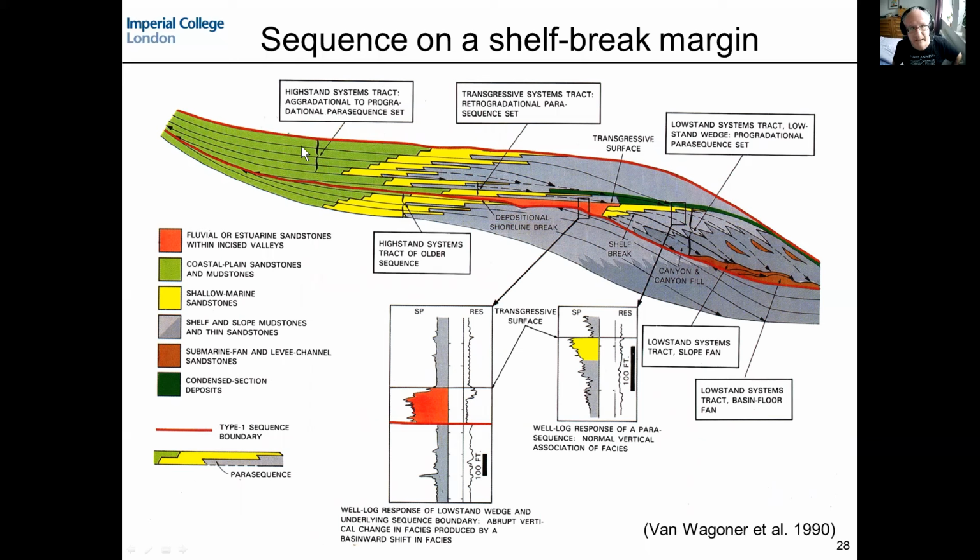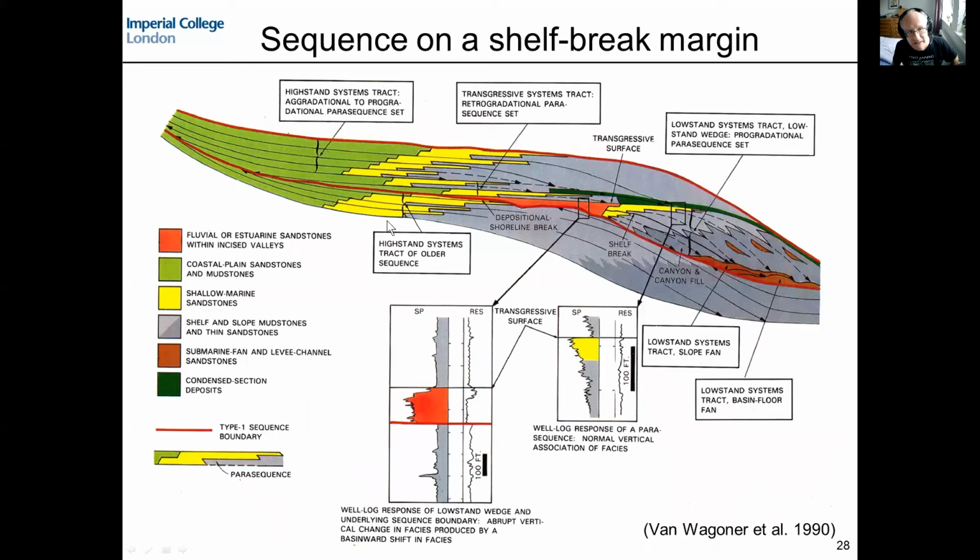So the colors in here: green is coastal plain, yellow is shallow marine shoreline, essentially. Various shades of grey are offshore mudstones. Reds or oranges in here are fluvial or estuarine deposits, so really valley fills. And then the browns in here are deep water deposits.